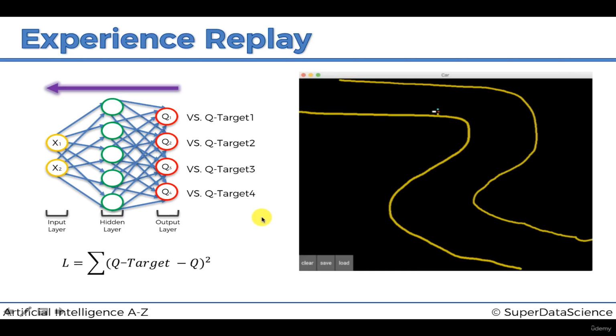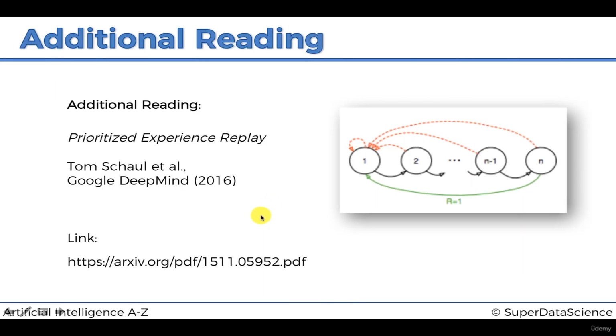If you'd like to read a bit more, then there's an interesting article published by DeepMind in 2016. It's called Prioritized Experience Replay, and it talks about why we are using a uniform distribution to select our experiences from the experience batch.